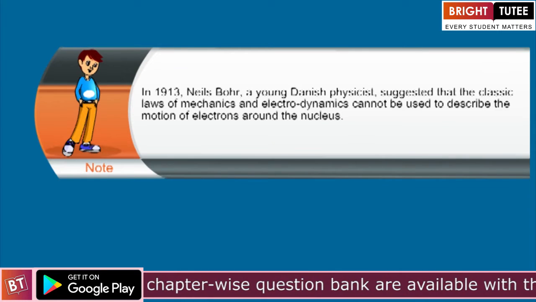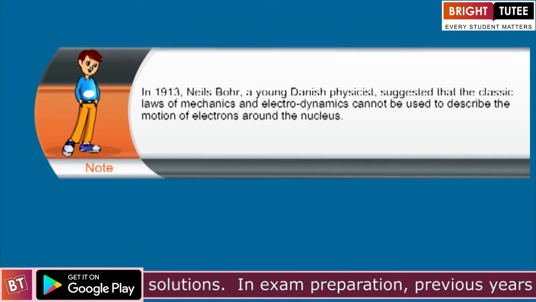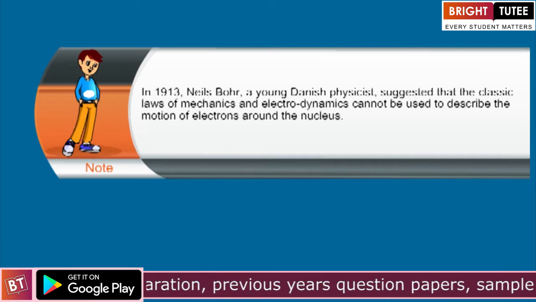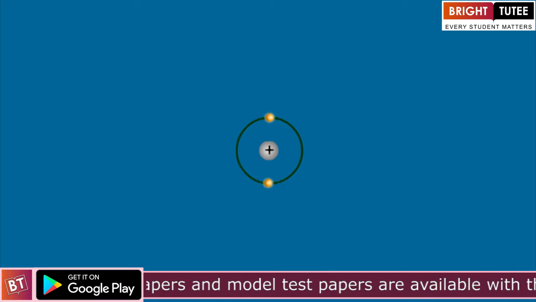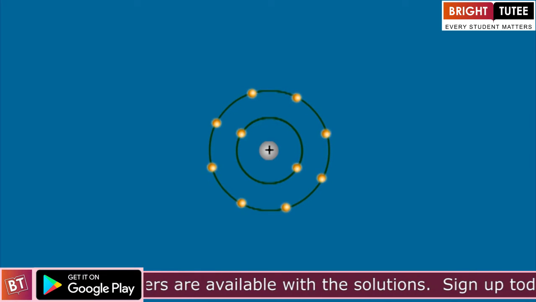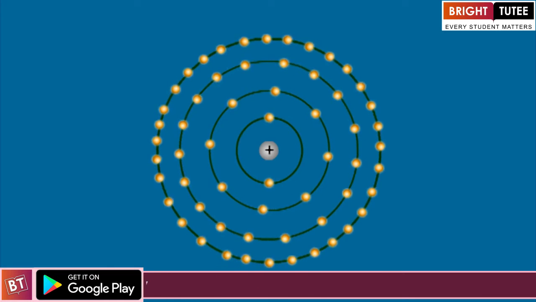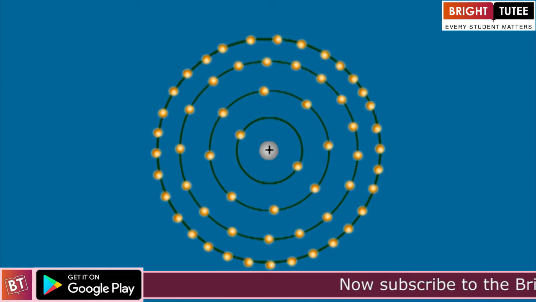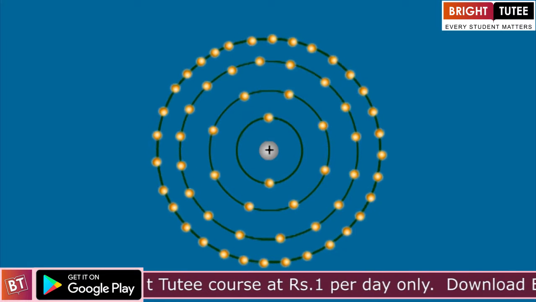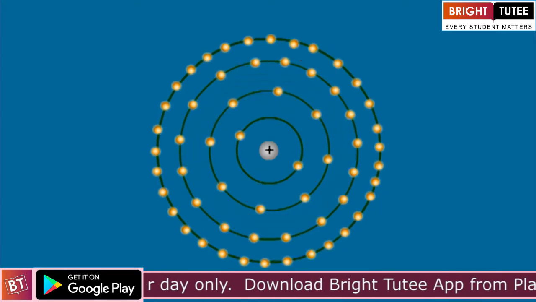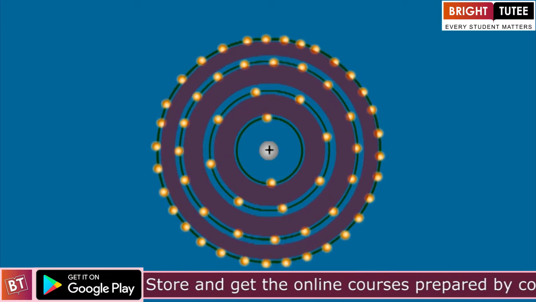In 1913, Niels Bohr, a young Danish physicist, suggested that the classical laws of mechanics and electrodynamics cannot be used to describe the motion of electrons around the nucleus. He suggested that electrons revolving around the nucleus are confined to certain fixed orbits, shells or energy levels, and envelop the nucleus much the same way as the skin of an onion. The electrons do not lose any energy while revolving around the nucleus. He further suggested that electrons cannot move in the areas between the two orbits. He called these areas forbidden territories.